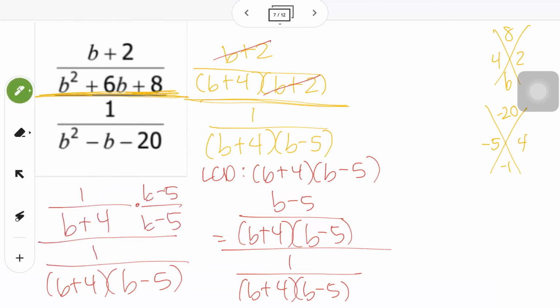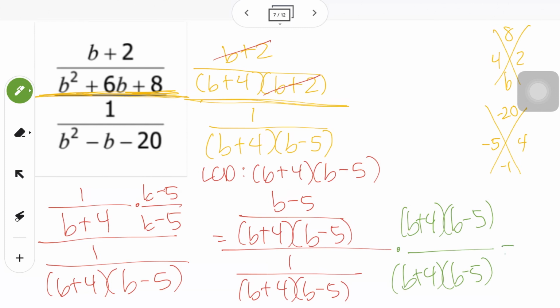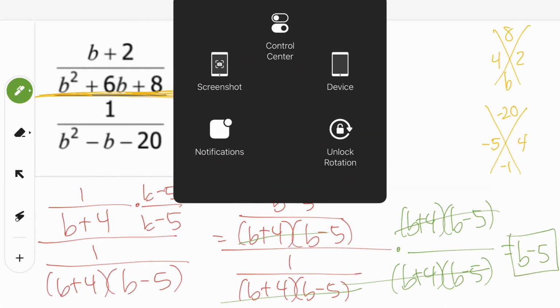And then again, we're going to switch to our big fraction and multiply by our LCD, which is b plus 4, b minus 5 over b plus 4, b minus 5. All the denominators cancel, and I just end up with a final answer of b minus 5.